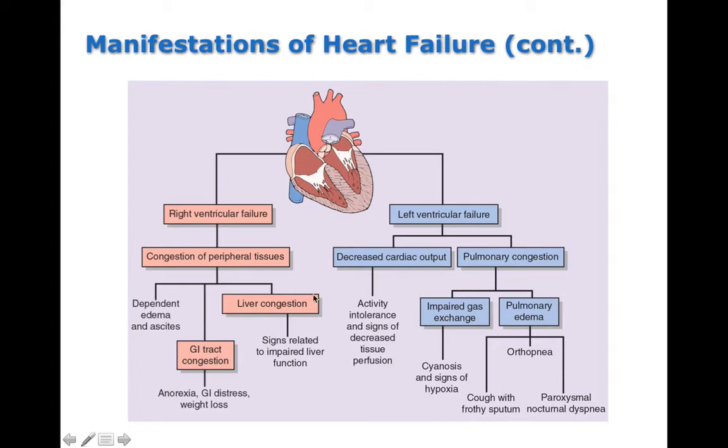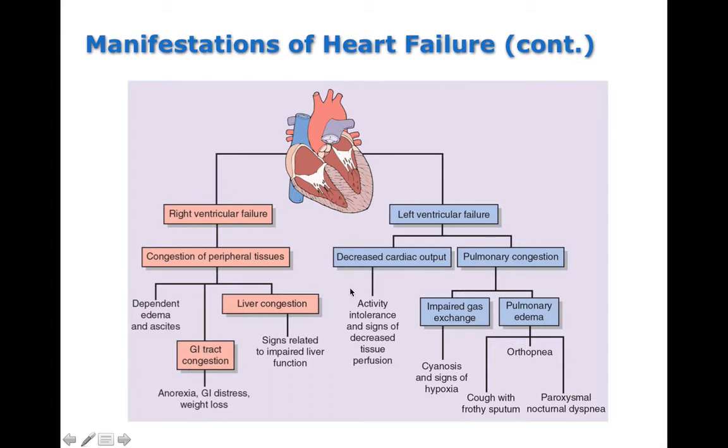Now, liver congestion can also occur, and this is going to be associated with the signs related to impaired liver function. So you're going to see things like a decrease in the synthesis of clotting factors and processing of nutrients and all those functions of the liver. Now GI tract congestion can lead to things like anorexia, GI distress, and even weight loss, because if there's inadequate blood flow through your GI organs, you're not going to be able to deliver nutrients to the rest of your body's tissues very well.